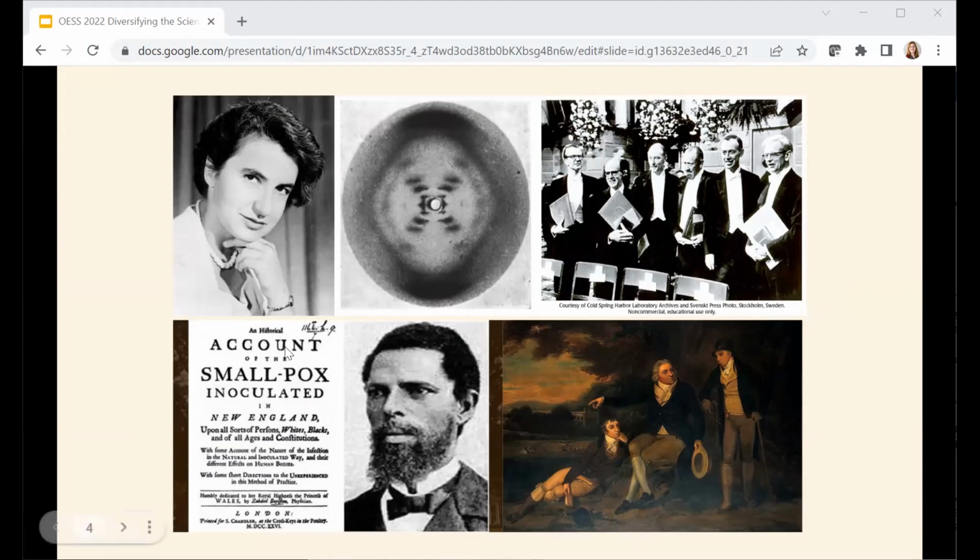And on the bottom here on the left, Onesimus was an enslaved man who taught others how to inoculate themselves from smallpox, largely avoiding a huge outbreak in Boston. That was a long-standing practice in Western Africa. But on the right here, we've got Edward Jenner, who is considered the father of inoculations and vaccines, won several awards, and has several buildings named after him.